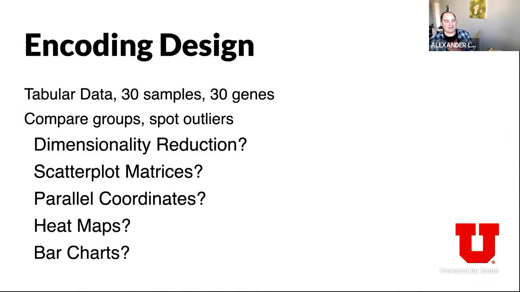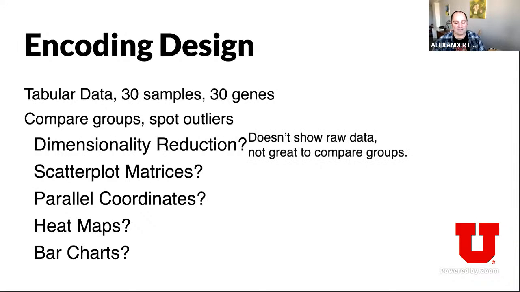Now, based on these tasks, we can think a little bit about the encoding design. We have tabular data with 30 samples and about 30 genes. We want to compare groups. We want to spot outliers. If we look through these, these are the major tabular data visualization techniques we could use. Well, dimensionality reduction and then plotting this as a scatter plot. It doesn't show us the raw data. It's also not so great to compare groups.